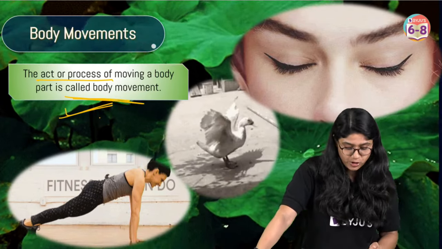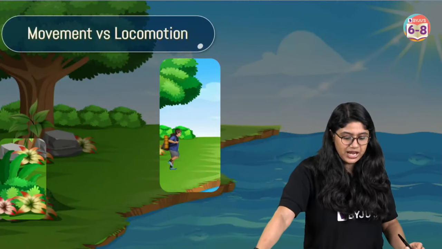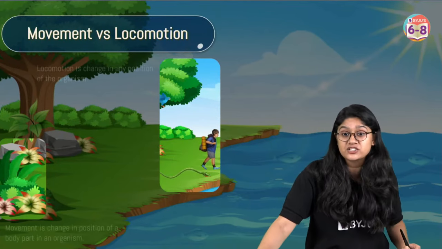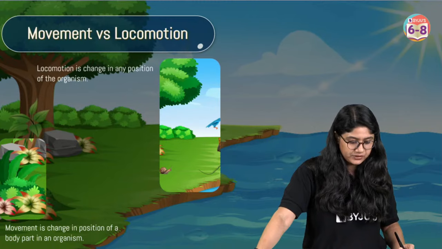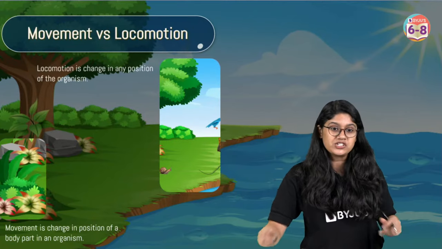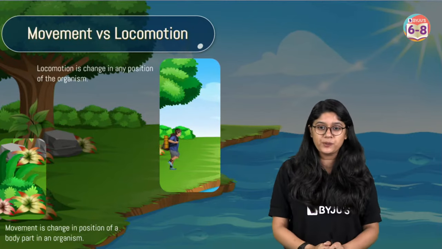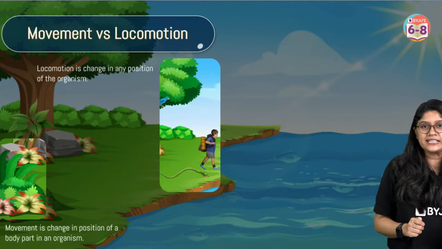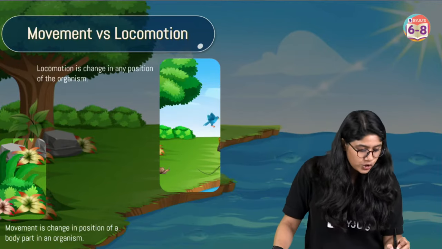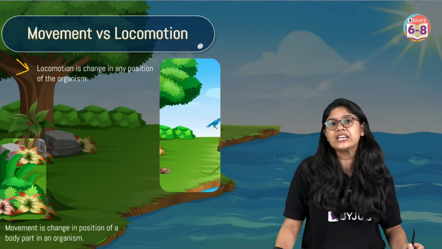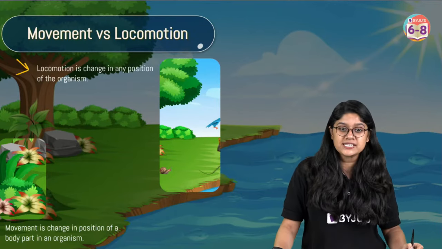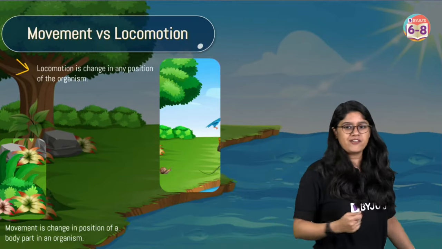Now, locomotion has to do with the movement. We will see that there's a change of place. See over here, the bird is moving, right? So, of course, when we change from one place to another, if I'm standing over here and I jump to the other side, that is the locomotion. So, locomotion is a change in the position of the organism. Are we clear? Yes? Okay, everyone, repeat after me.